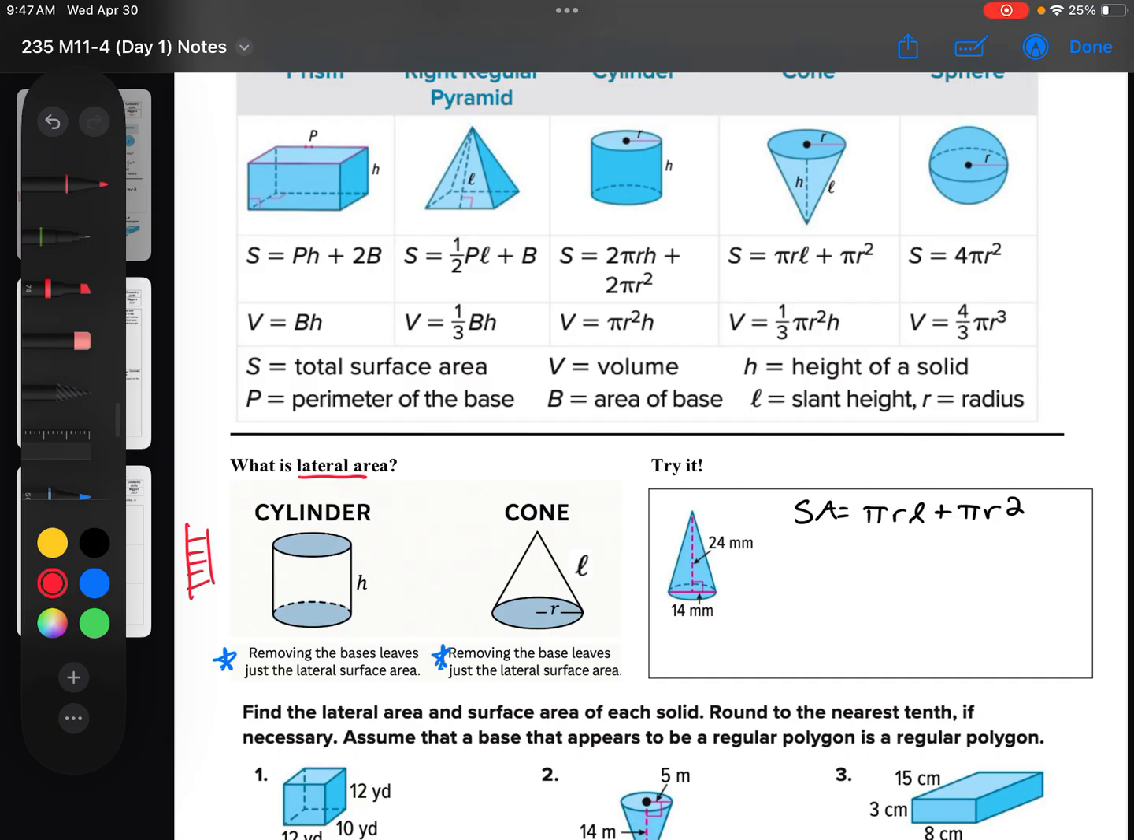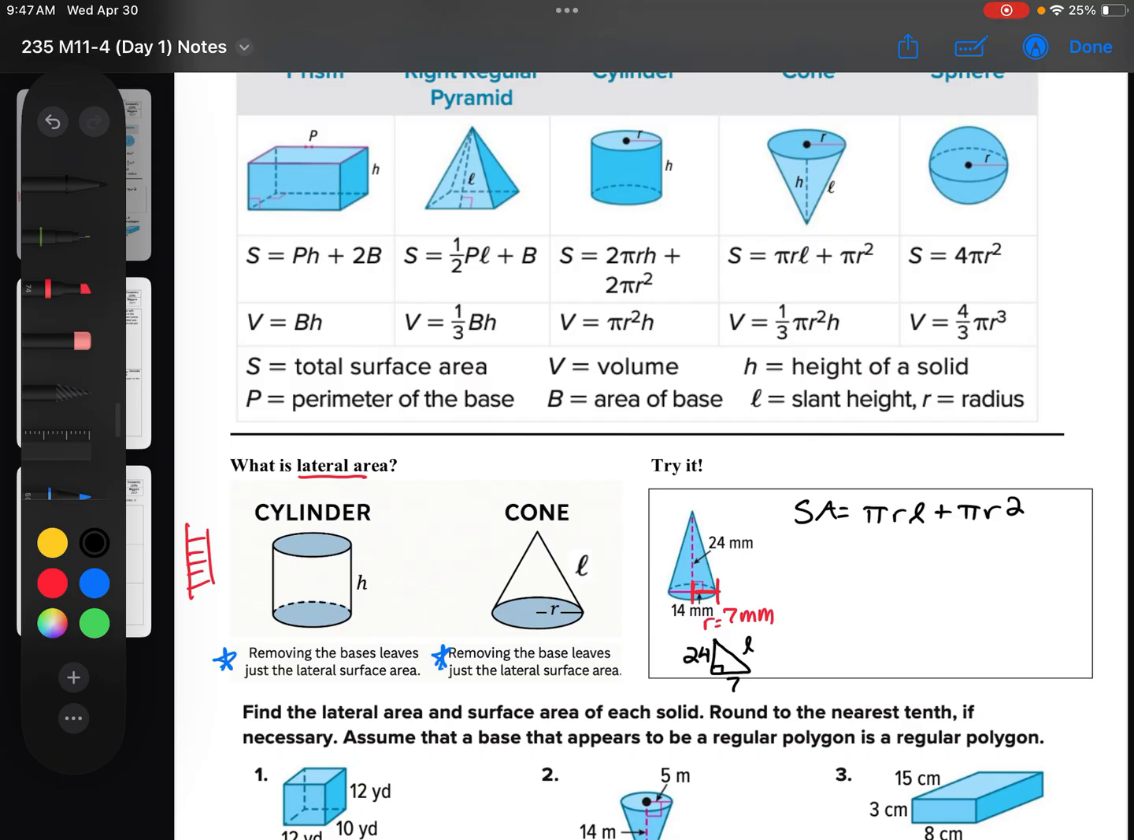You can see here, I do not have the radius nor the slant height, so we have to figure out the slant height. The radius is going to be half of that 14. So I know the radius is equal to 7 millimeters. We can use that 7 and the 24 to make a right triangle to help us find the slant height. Remember, I have 7 at the bottom, 24 on the side.